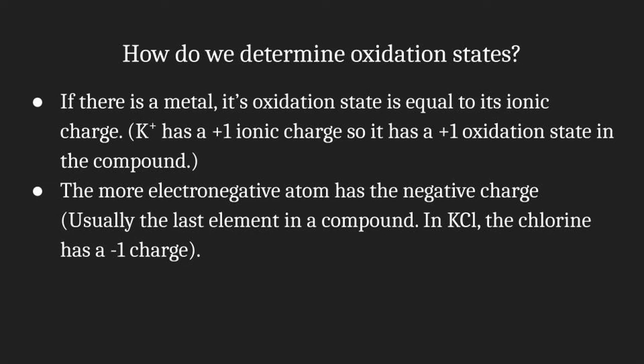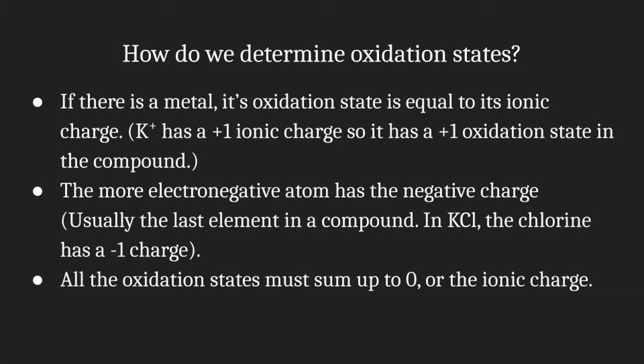When it comes to the negative charges, the most electronegative atom in the compound generally will have the negative oxidation state. So for example, in KCl, the chlorine has a -1 charge, or a -1 oxidation state.